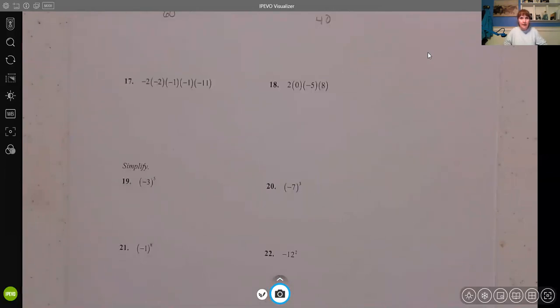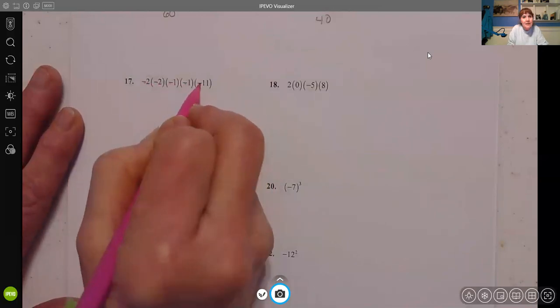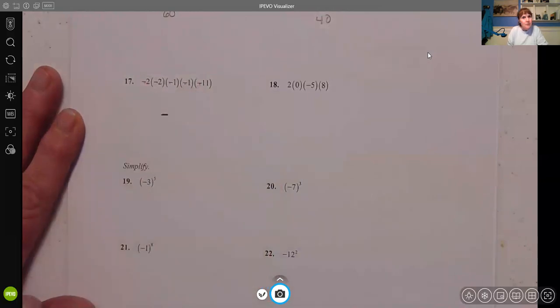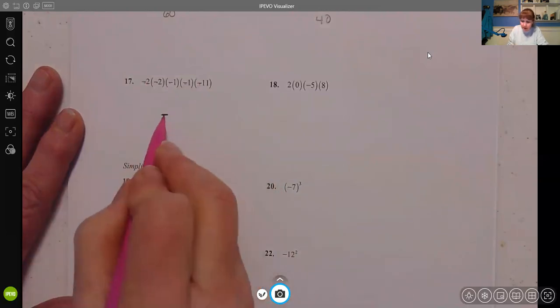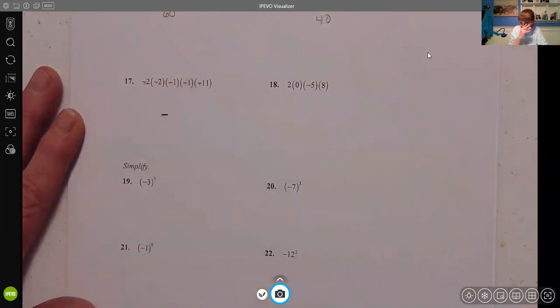Let's count our negatives. Will my answer be positive or negative? 1, 2, 3, 4, 5 is odd, so my answer is negative. So let's go ahead and multiply the numbers. We can ignore the negatives now because we've already determined what the answer will be by counting those. We have an odd number.